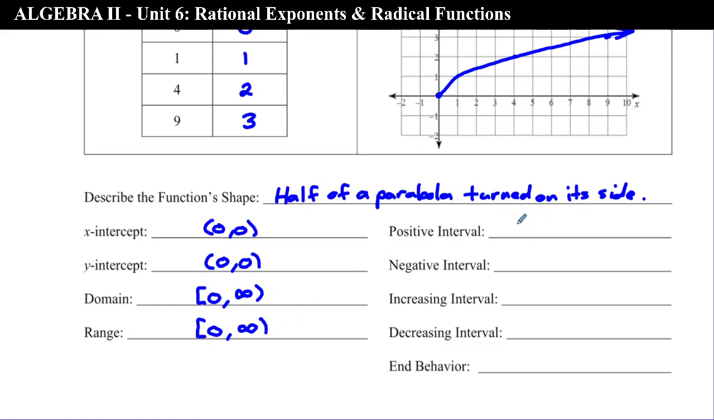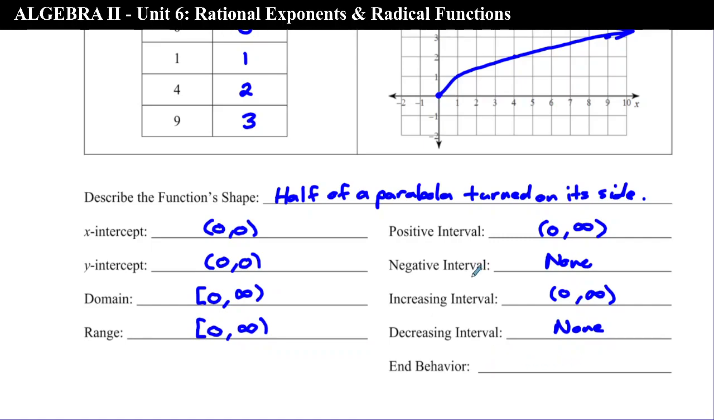Positive interval, well, it's going to be from 0 to infinity. And this time we do not include the 0 because the value at 0 is 0, and 0 is not positive. There's no negative interval. The increasing interval is from 0 to infinity because it's always increasing, starting at 0. There's no decreasing interval. And then you notice there's one blank for end behavior.